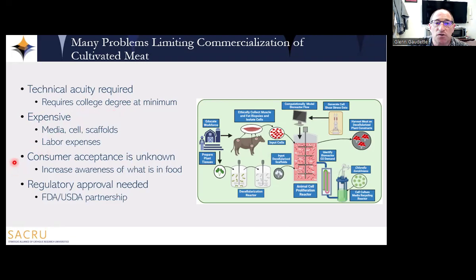We don't know how the consumers are going to react to this. And so will they eat this? Will it be of interest to them? Will it taste good? Will it give them the nutrients that they're looking for?